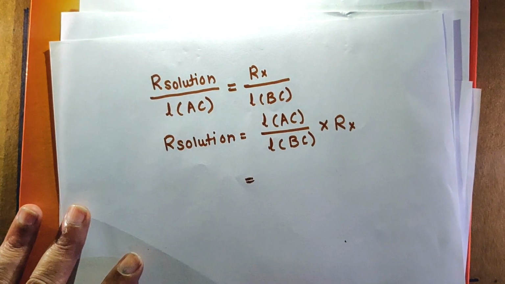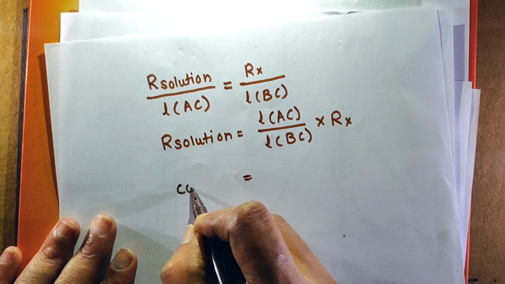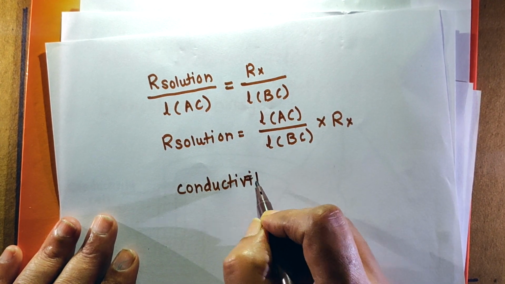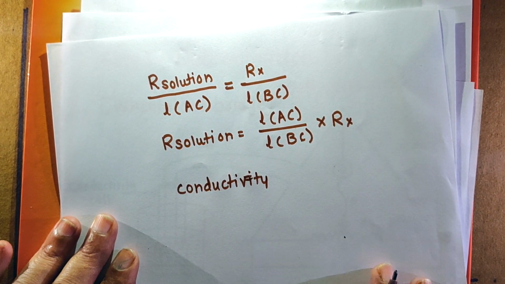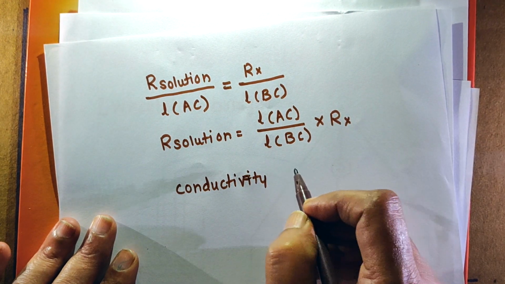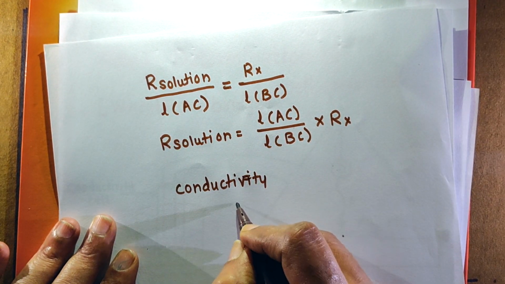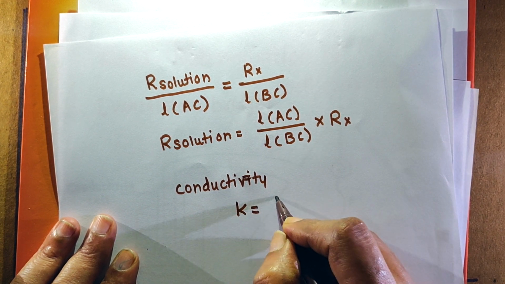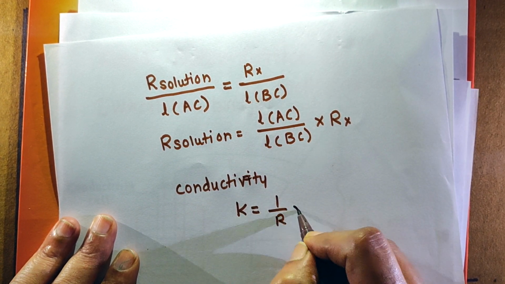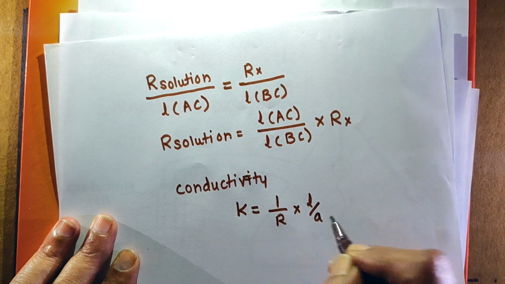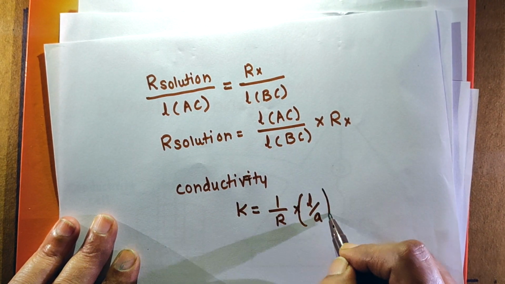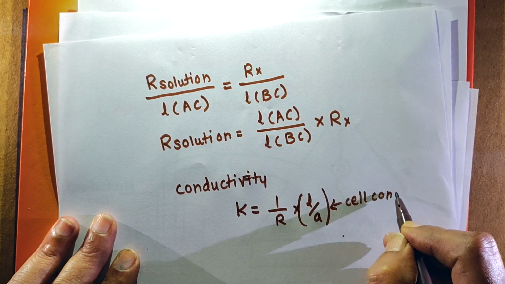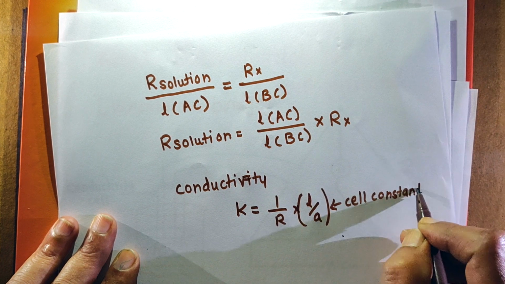Now I have told you the conductivity of KCl solution is standard and it can be obtained from the table which is provided to you, which is denoted by K. Now you know K is equal to 1 upon R into L upon A. What is L upon A? This is cell constant, right? L upon A is cell constant.